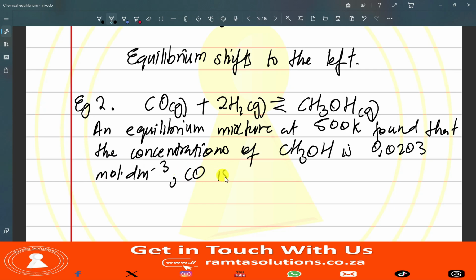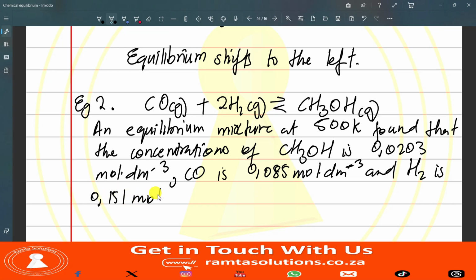Carbon monoxide is 0.085 mole per cubic decimeter, and hydrogen gas is 0.151 mole per cubic decimeter, right? Is that right? Yes. Now determine the value of Kc.